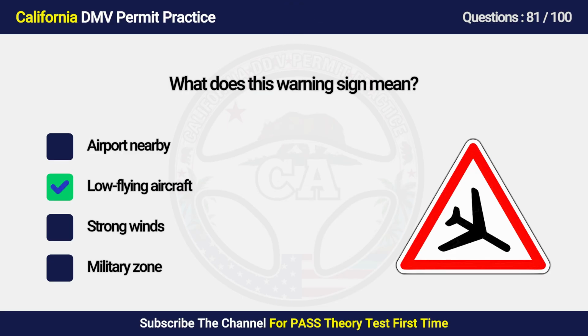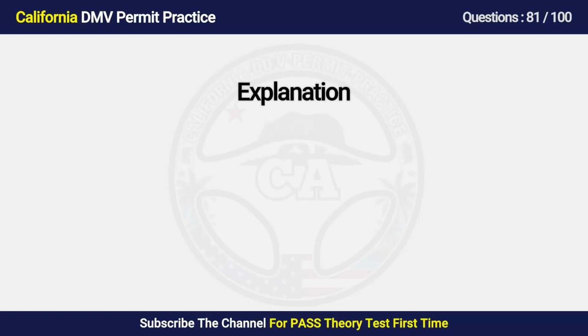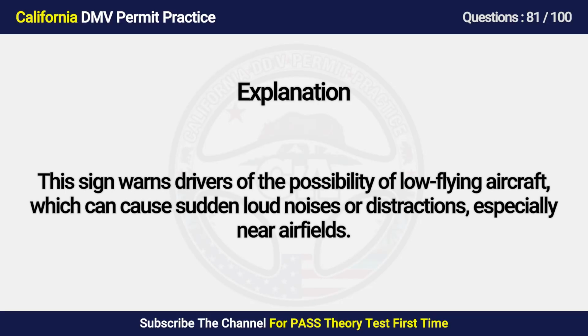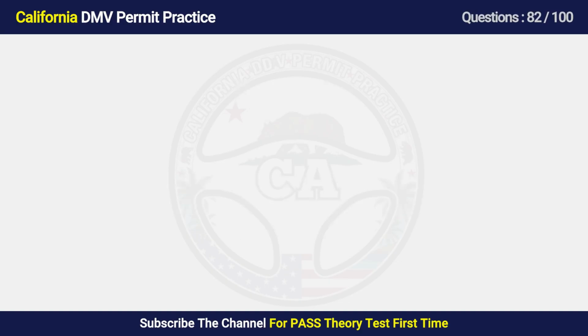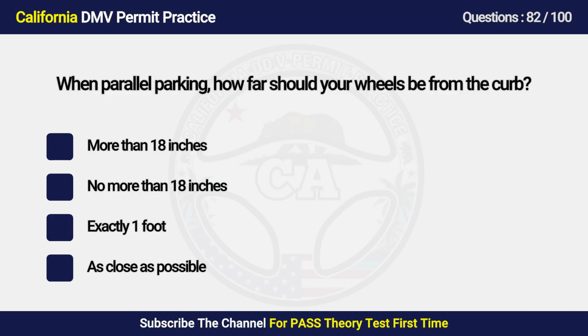Answer is B. Low-flying aircraft. This sign warns drivers of the possibility of low-flying aircraft, which can cause sudden loud noises or distractions, especially near airfields. Question 82. When parallel parking, how far should your wheels be from the curb?